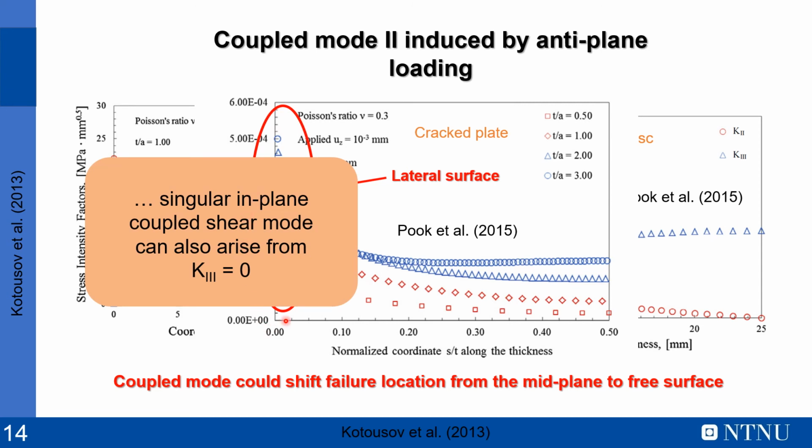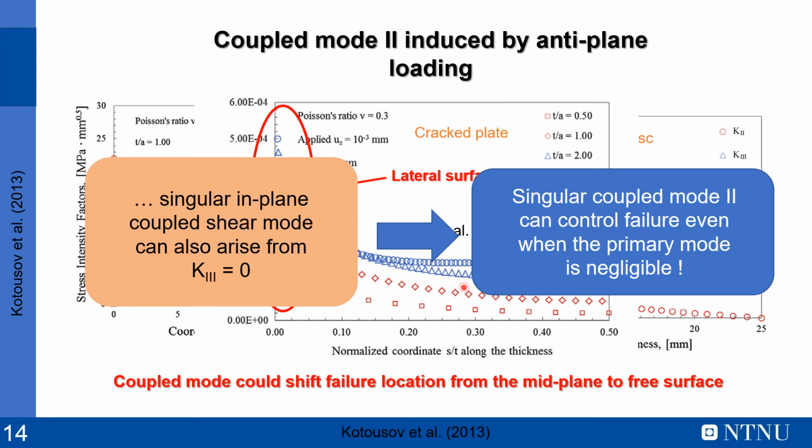Additionally, the singular in-plane coupled shear mode can also arise from a K3 equal to 0, as in the previous coupled shear mode, and therefore a singular coupled mode 2 can control failure even when the primary mode is negligible.